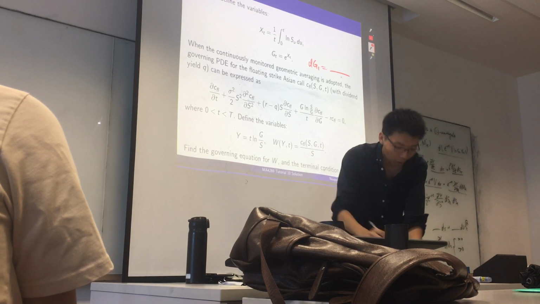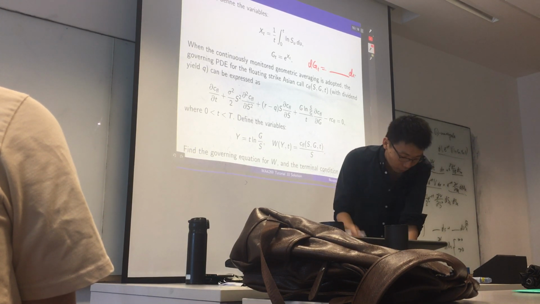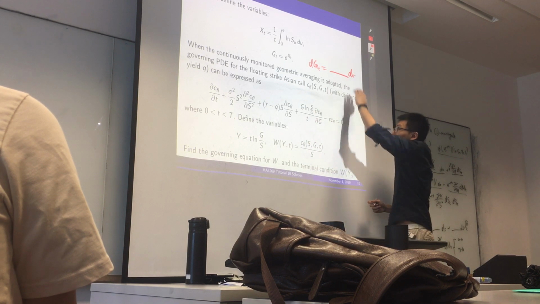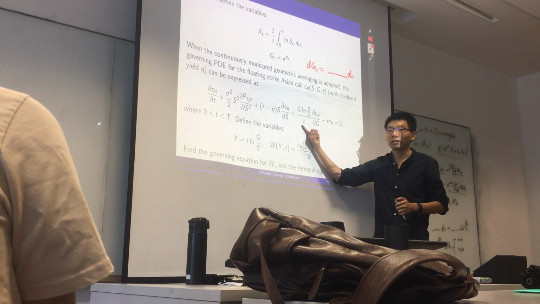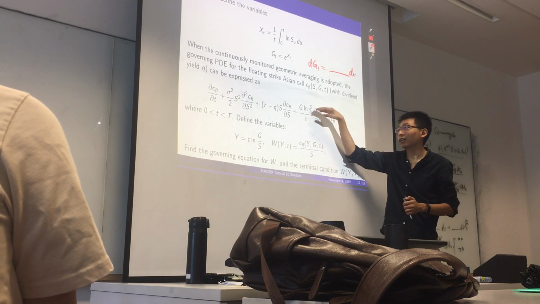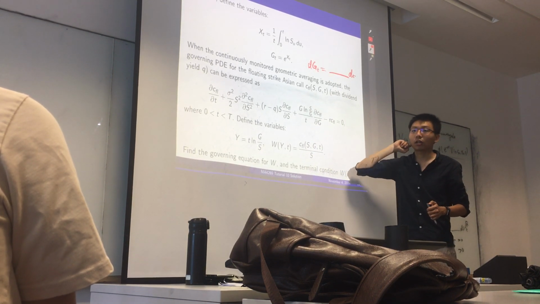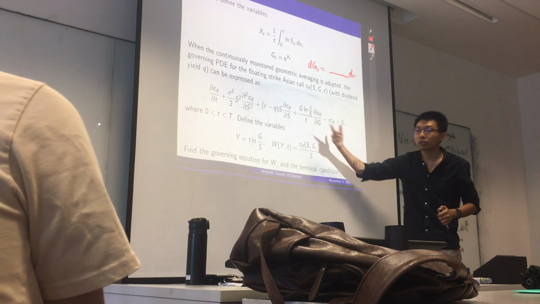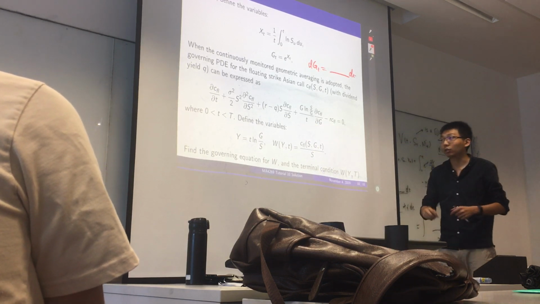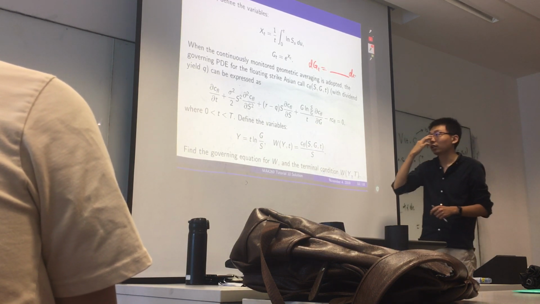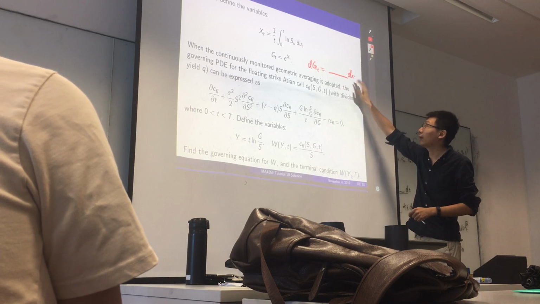Later you will see dJt can also be written as dJt equals something dt. That's why you end up with this kind of term. Formally speaking, it's very similar to the arithmetic average Asian option, because it's one more additional term compared to our classical vanilla Black-Scholes equation. Anyhow, I guess you can try to find out this term.